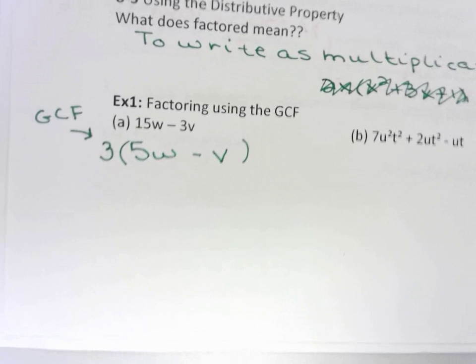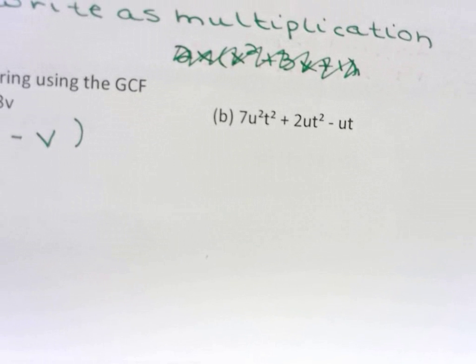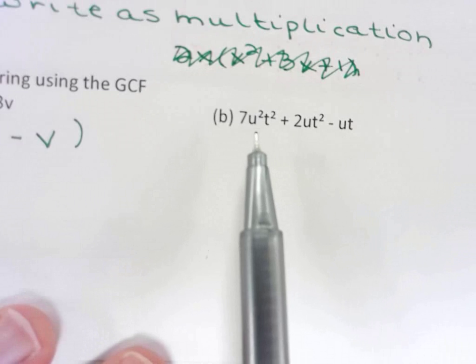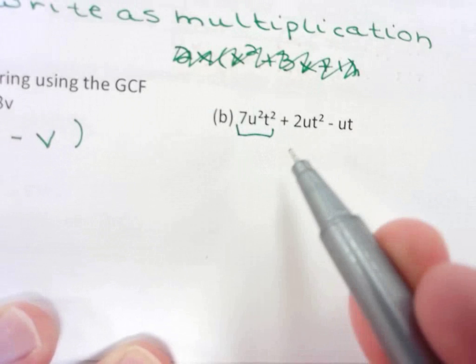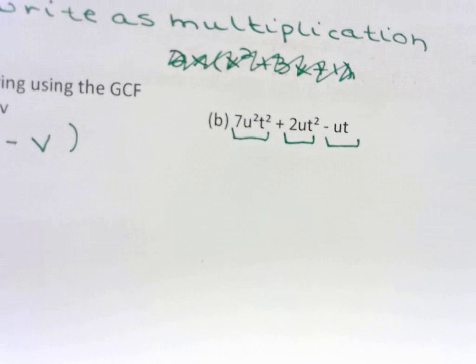Okay, let's look at B. This is the first way you always want to check to factor. Do they have a GCF that I can factor out? So what is the GCF of 7u squared t squared? That's one term. 2ut squared, that's one term, and negative ut. As I look at this, I want to know what is the GCF of 7u squared t squared, 2ut squared, and negative ut. So look at your coefficients. What are my three coefficients in those three terms?